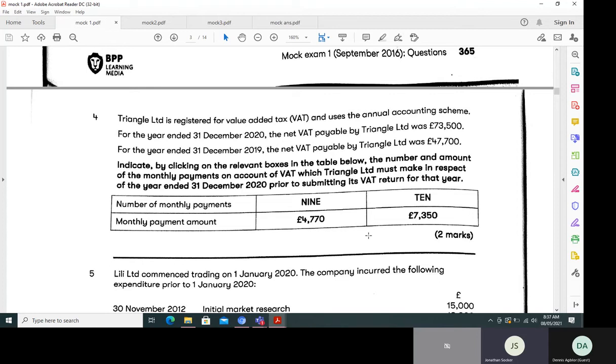Right. So I explained the annual accounting scheme. So we can answer question number 4. So what would be the answer for question number 4? From the explanation I gave you on the annual accounting scheme.